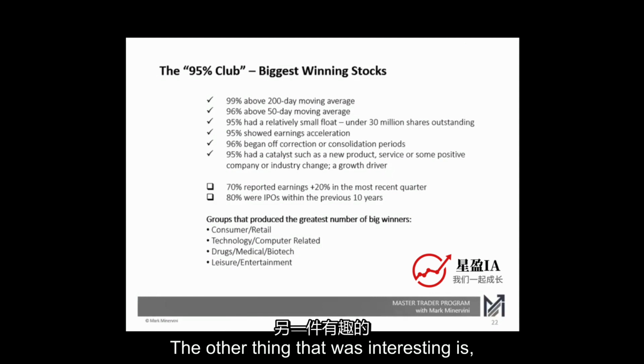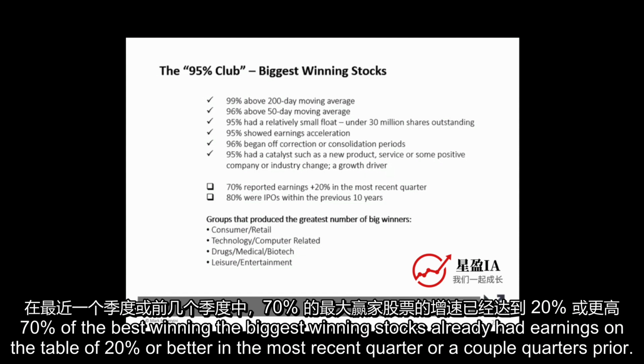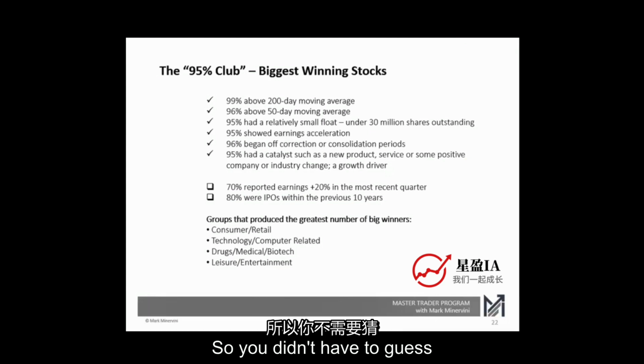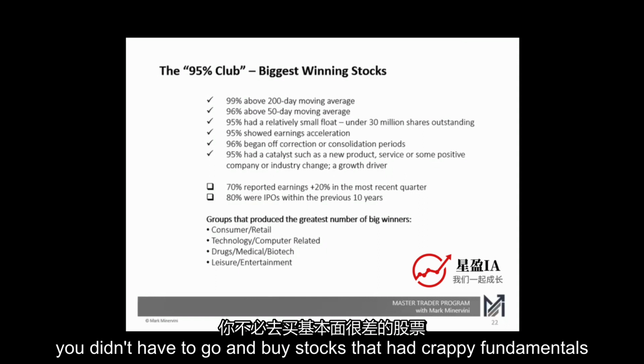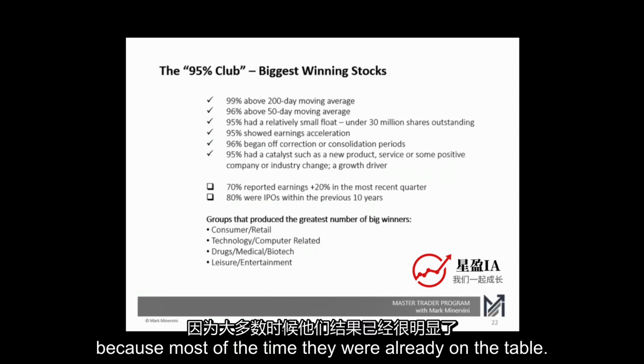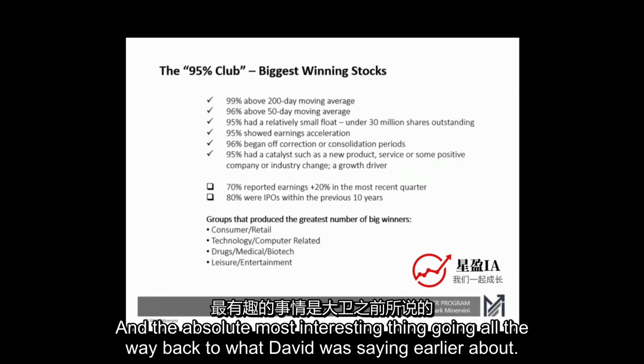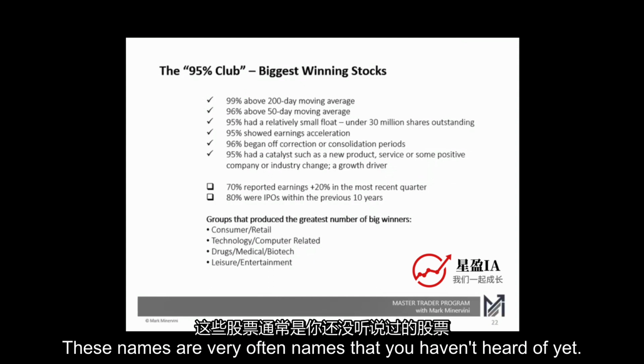The other thing that was interesting is that 70% of the biggest winning stocks already had earnings on the table of 20% or better in the most recent quarter or a couple quarters prior. So you didn't have to guess. You didn't have to go and buy stocks that had crappy fundamentals, because most of the time they were already on the table. And the absolute most interesting thing, going all the way back to what David was saying earlier, is that these names are very often names that you haven't heard of yet.